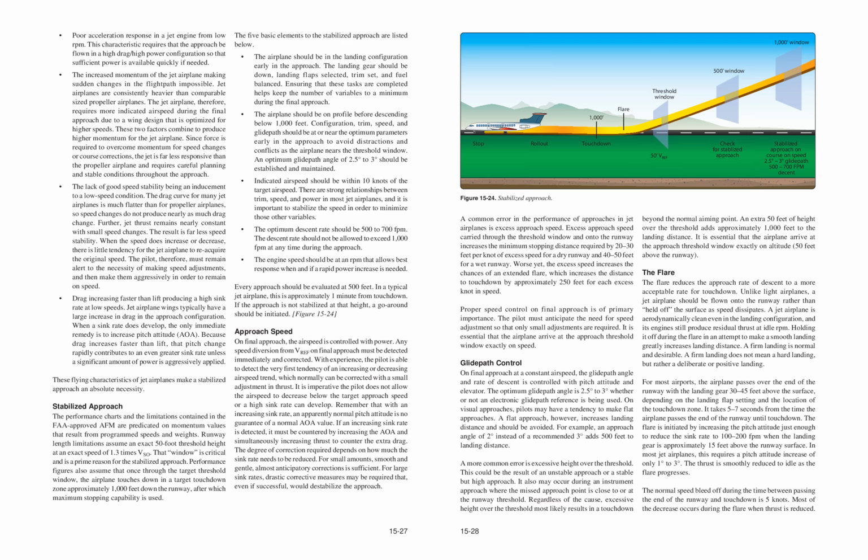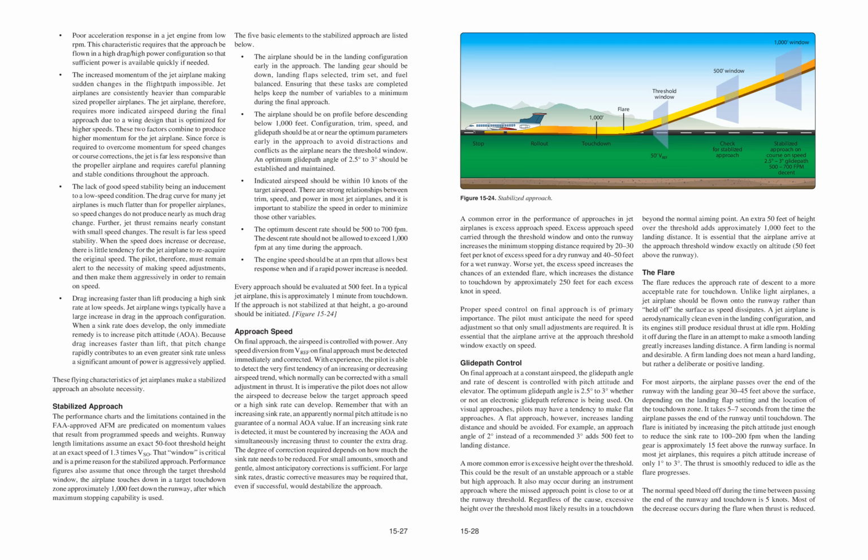There are strong relationships between trim, speed, and power in most jet airplanes, and it is important to stabilize the speed in order to minimize those other variables. The optimum descent rate should be 500 to 700 fpm. The descent rate should not be allowed to exceed 1000 fpm at any time during the approach.